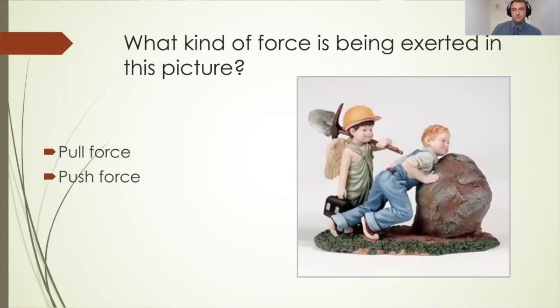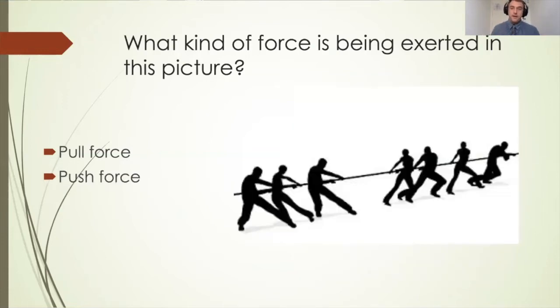What about this picture? You can see a boy and a rock. What is he doing? What kind of force is exerted on that rock? If you said it's a push force, you are correct. Well done. All right. Here we have a game with a rope, and on both sides of the rope, there are people pulling on the rope. This game is called tug of war. So what force do you think they are exerting in this picture? If you said it's a pull force, you are 100% correct. Well done.